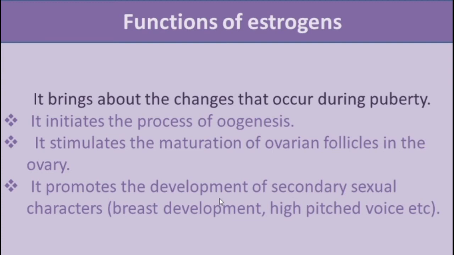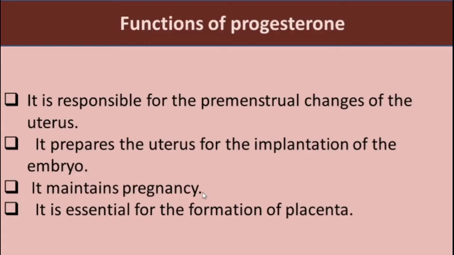Clear students? That is to initiate the process of oogenesis, that is development of eggs. Then stimulate the maturation of ovarian follicles in the ovary, that is to activate the maturation of the Graafian follicles and the egg development. Responsible for estrogen, and estrogen is responsible for the development of secondary sexual characters in females. Clear? Next one, functions of progesterone.